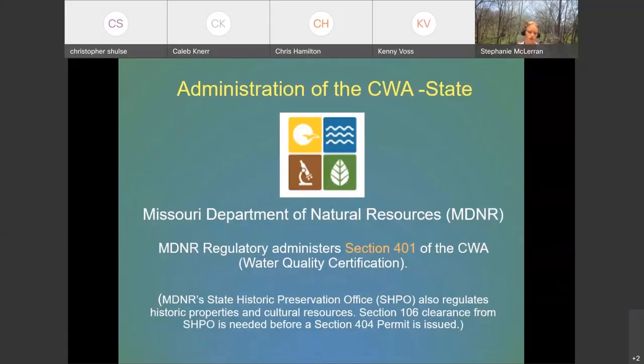So 404 part is administered by the Corps. 401, the water quality certification that we talked about a little bit earlier, that's administered by the state. Missouri Department of Natural Resources deals with that. They also have the State Historic Preservation Office. This is kind of a side note, but it's also known as SHPO, and we have to deal with SHPO also when we're getting these permits, but we'll talk a little bit more about that later.